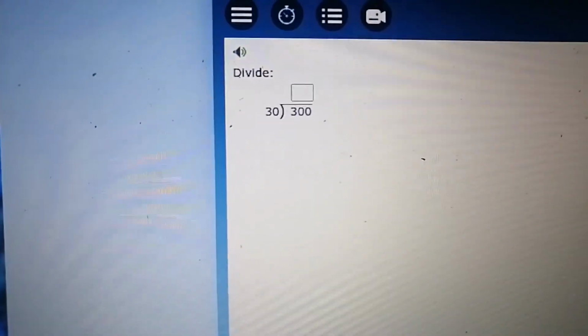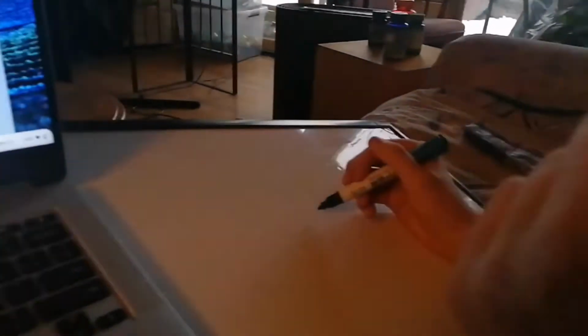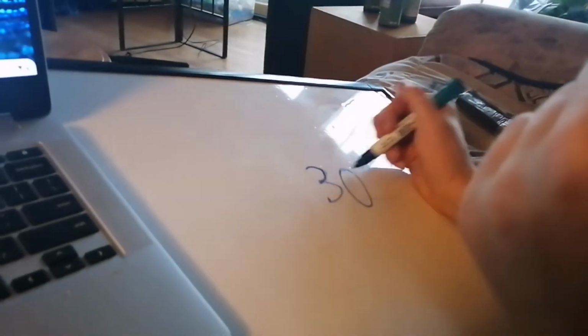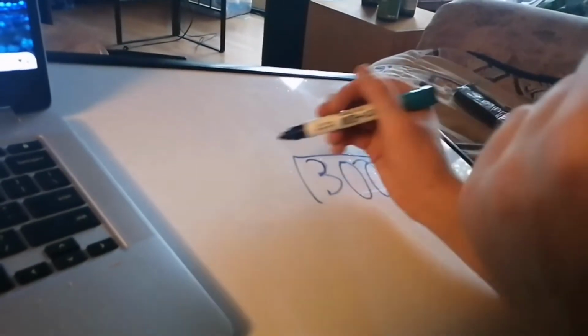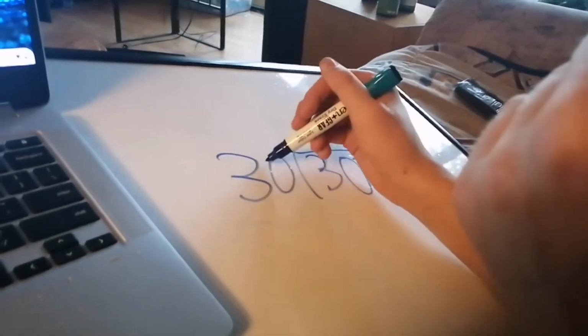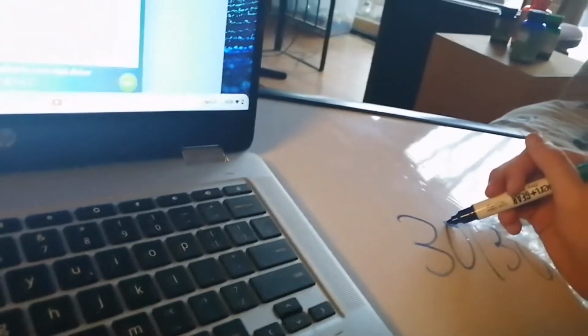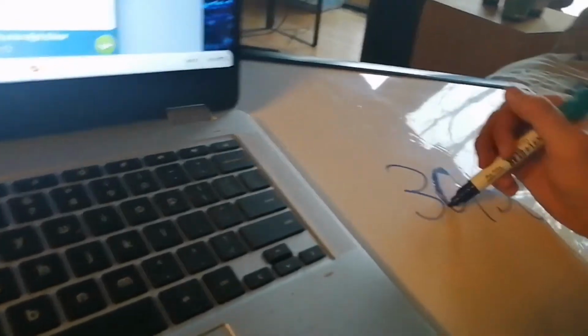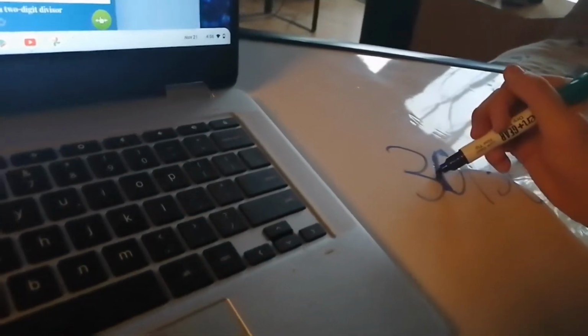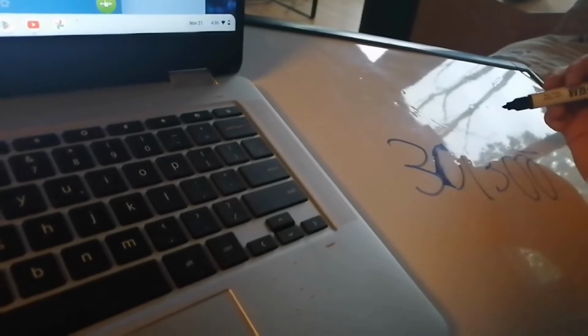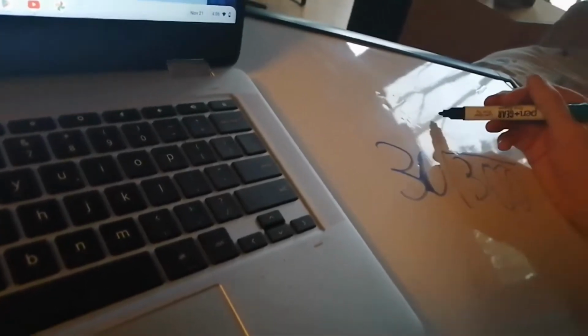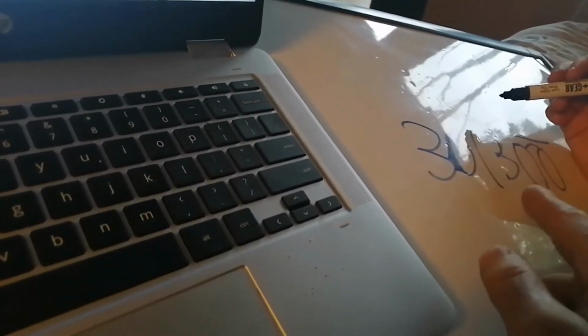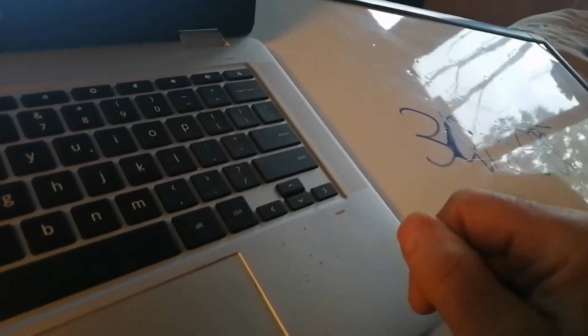Okay, what's the next problem? Divide. 300 divided by 30 equals how much? Okay, do that one. So what's the first thing you're going to do? Besides coloring in the zero. What are you going to do? You've got to remember. There you go.